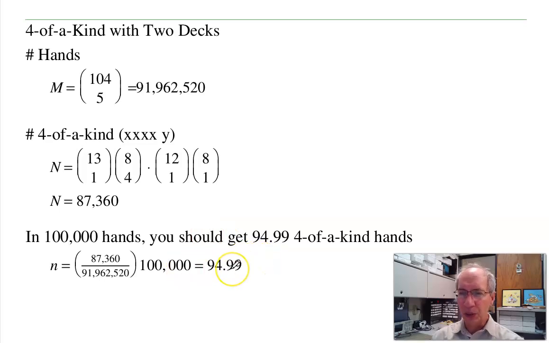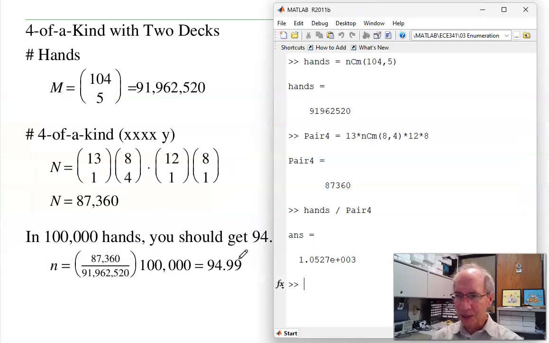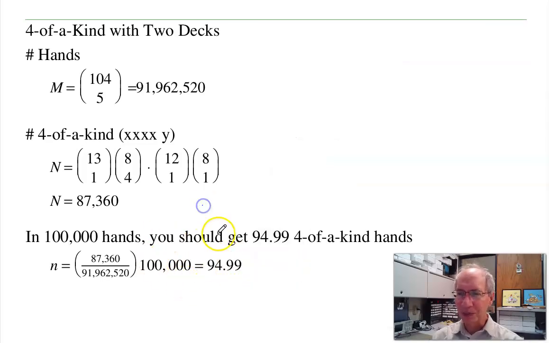87,000 or 94.99 to 1 odds against, I think. Must have a typo here. Anyway, that's what the odds are.